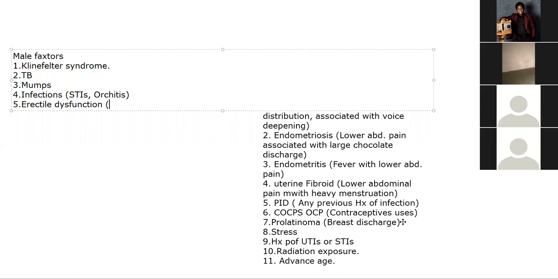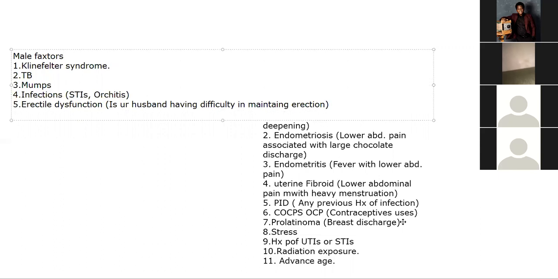Okay, it's very easy, doctor. You ask, is your husband having difficulty in maintaining erection? That is enough if you are clerking for this. Okay, and apart from that, what other causes of infertility? What other causes apart from erectile dysfunction? Drugs.